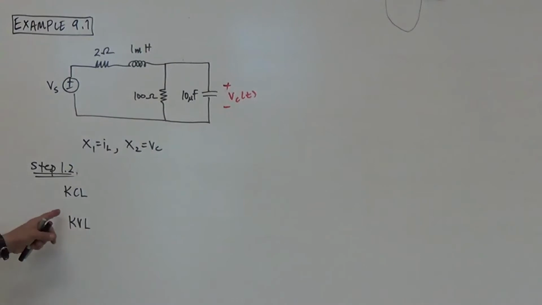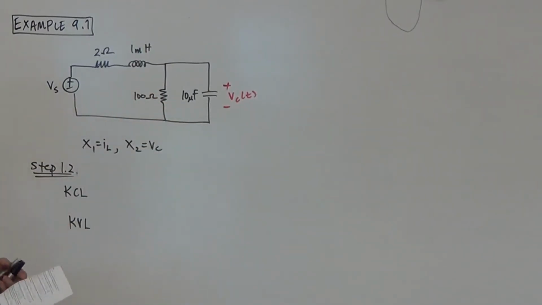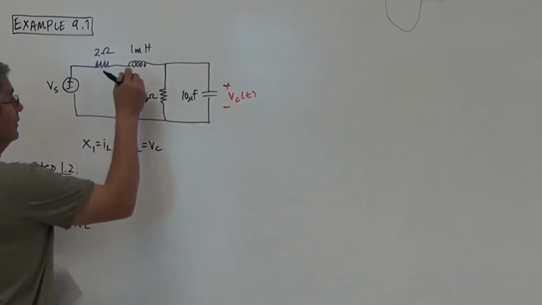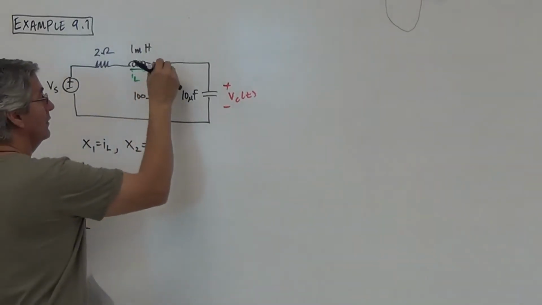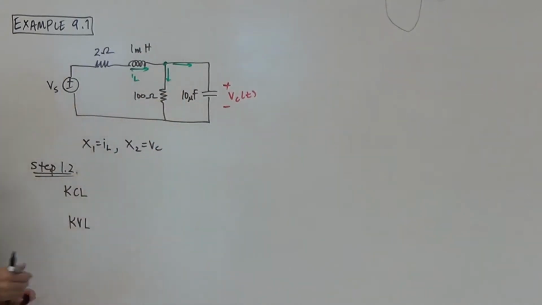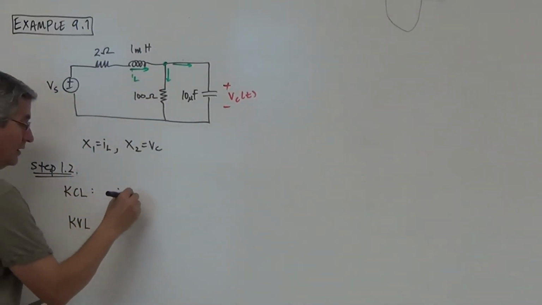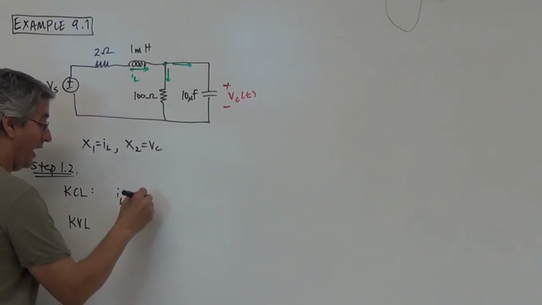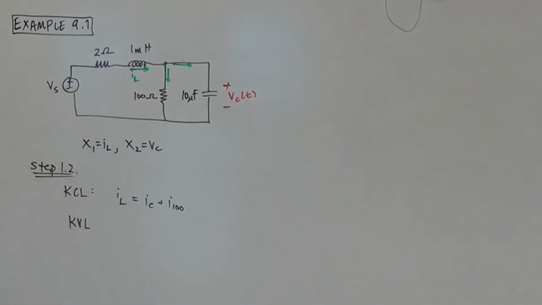So I've got to relate what? Got to relate that current to that current. Follow the current. Look at what the current is doing. Current is IL. And then what happens at this node? The current splits. So write KCL at that node. So what do I write? So KCL tells me what? IL equals IC plus the current across the 100 ohm resistor. Okay?